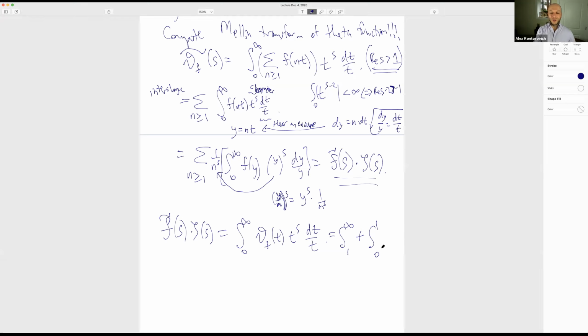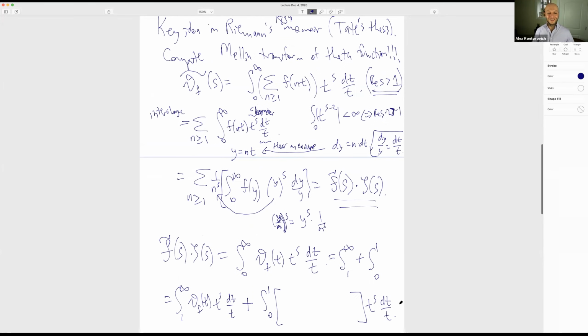And is there another version? So again, this is an integral from 1 to infinity of the theta function, t to the s, dt over t, plus, on the integral from 0 to 1, instead of theta, I want to do something that has nice behavior near 0. What has nice behavior near 0, unlike theta?